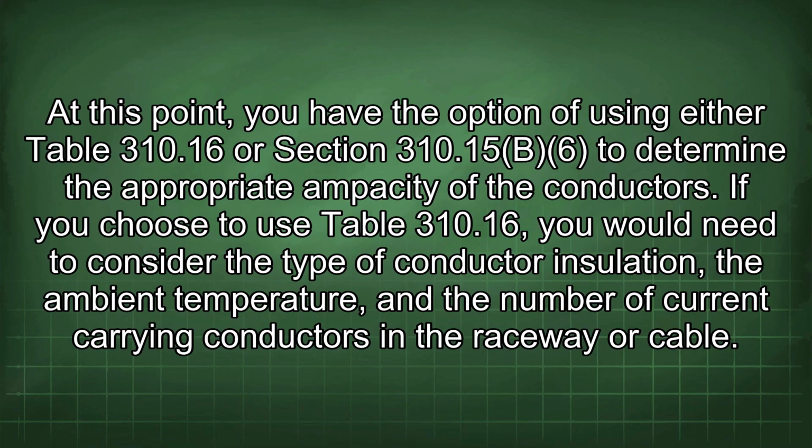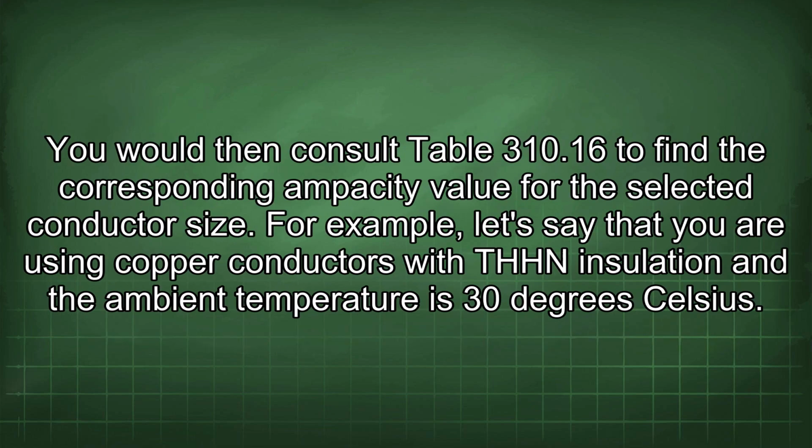If you choose to use Table 310.16, you would need to consider the type of conductor insulation, the ambient temperature, and the number of current-carrying conductors in the raceway or cable. You would then consult Table 310.16 to find the corresponding ampacity value for the selected conductor size.